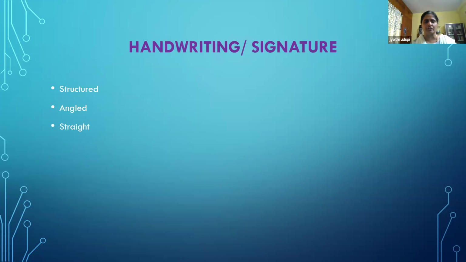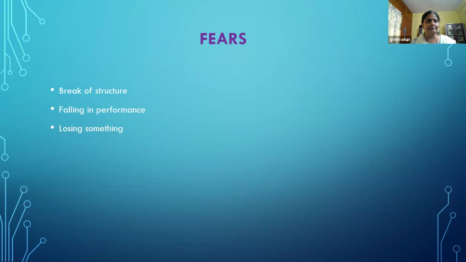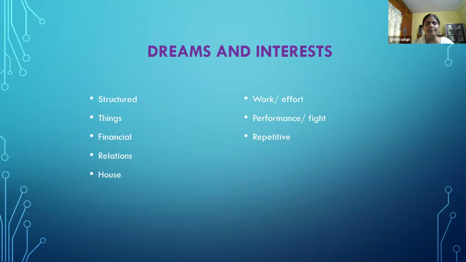Handwriting and signature are structured, angled, straight. Nature and disposition: systematic, strong, calculative. They have fears of break of structure, falling in performance, losing something. Dreams and interests: structured dreams, things, financial dreams, relations, house collapsing, losing house, losing property, work and effort, performance, fight, repetitive. Same thing repetitively they get.